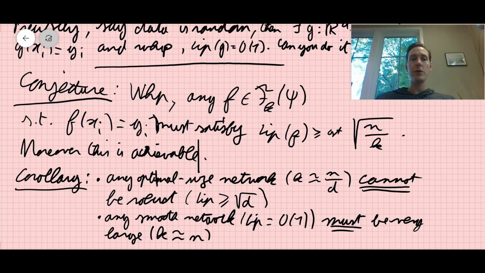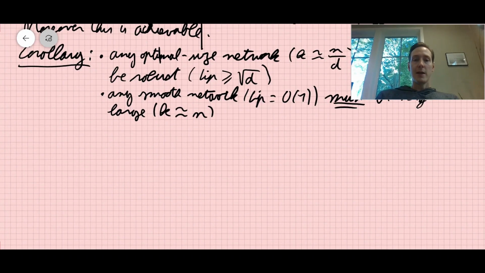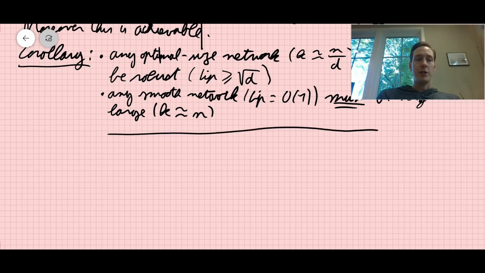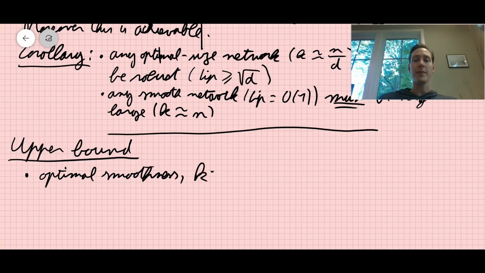And what I'm going to do next is to tell you a little bit what we know about it, both for the upper bound and for the lower bound. Okay, so let's start gently with the upper bound, which is the easier part. So upper bound. And let's do first the optimal smoothness regime. So optimal smoothness. In that case, according to the conjecture, we can allow ourselves to have k equal to n.